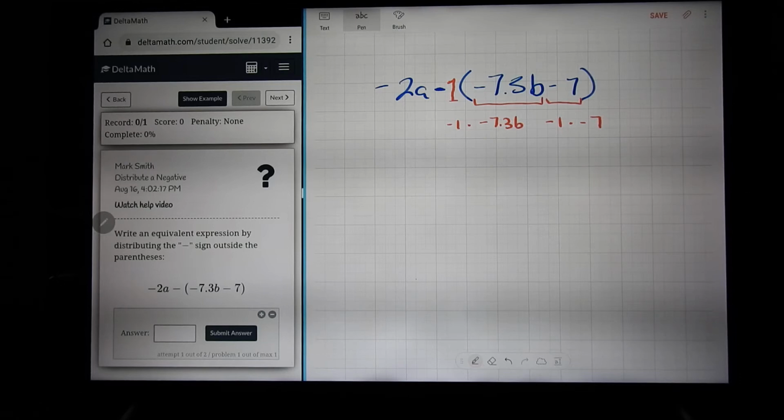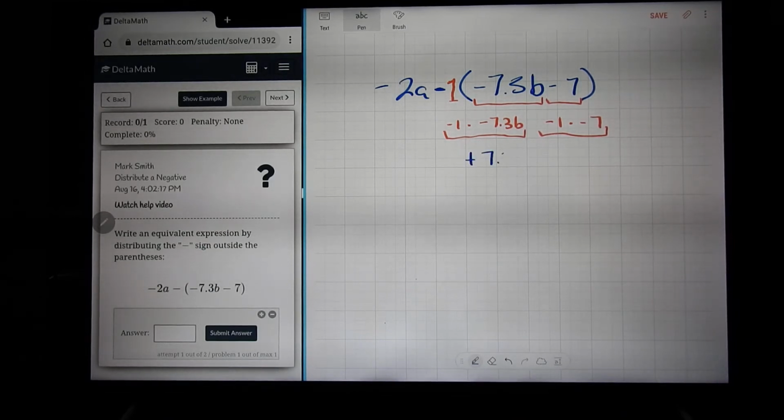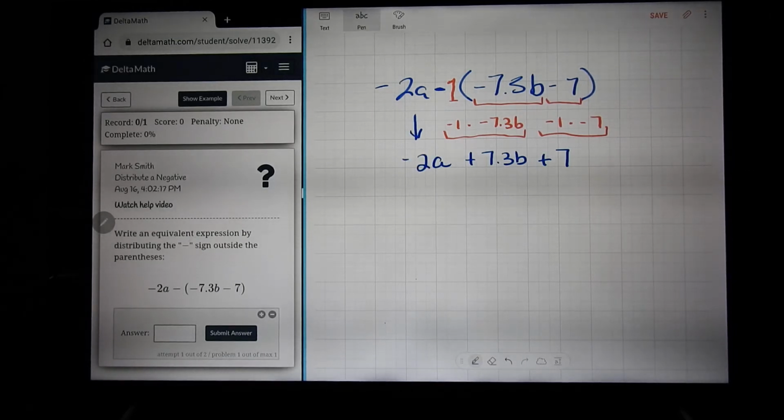When we do these two multiplications, this is our distribution. Negative 1 times negative 7.3b is a positive 7.3b. And negative 1 times negative 7 is a positive 7. We bring down the other term that was here, negative 2a. It said simplify, so can we combine these two? This is an a and this is a b. They're variables, but they're different, so we can't combine them. So that's our answer right there.